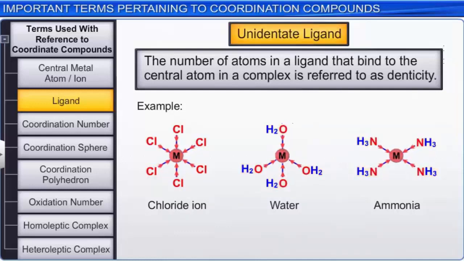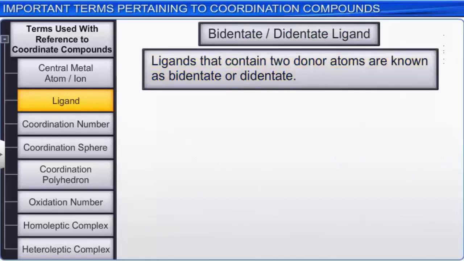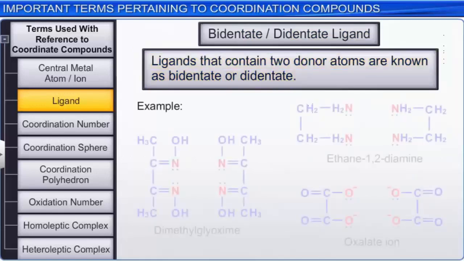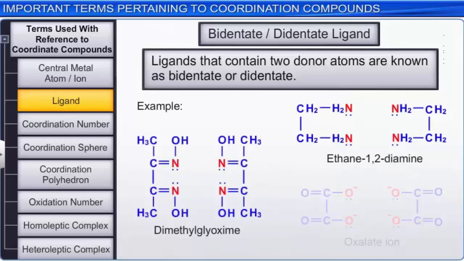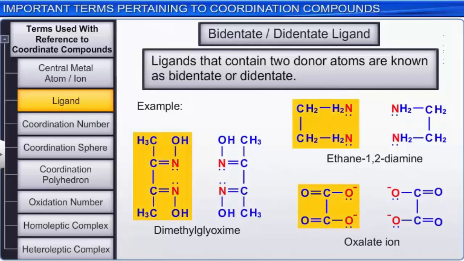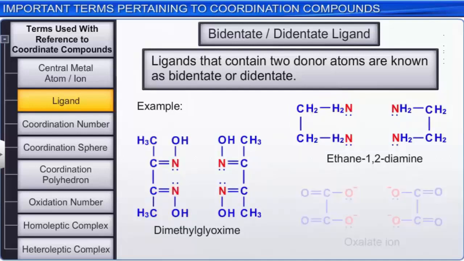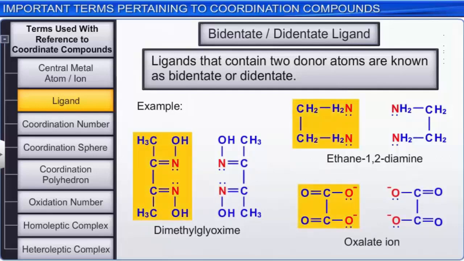See, this bidentate ligand contains two donor atoms. That means two pairs of electrons are donated to the central metal ion by the ligand, forming two different bonds with the central metal atom. So in this example, dimethylglyoxime, one nitrogen of the glyoxime possesses one pair of electrons, and another nitrogen possesses another pair of electrons. So it is acting as a bidentate ligand. From two different sides, two pairs of electrons are donated to the central metal atom.